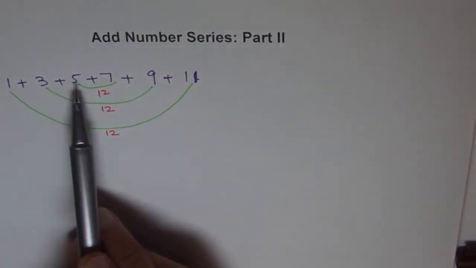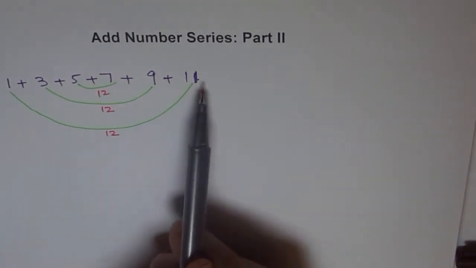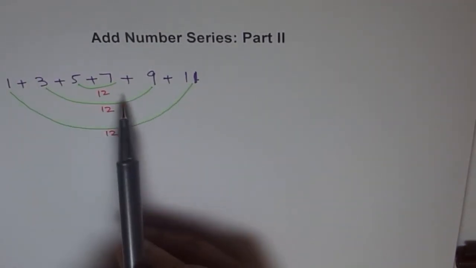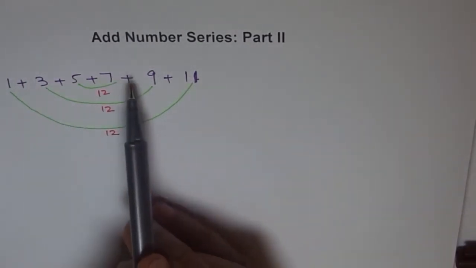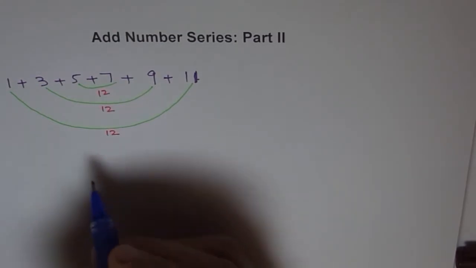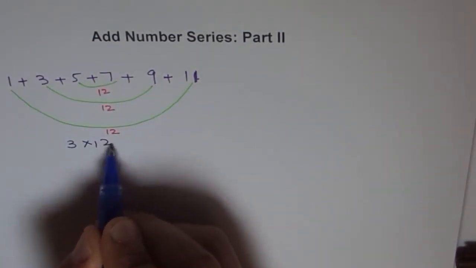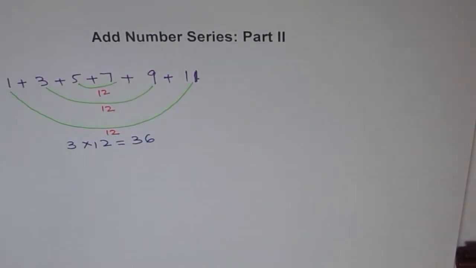1, 2, 3, 4, 5, 6. So when I divide 6 numbers into 2 groups like this, how many groups do I get? 6 divided by 2 is 3. 1 group, 2 group, 3 groups. So we got 3 groups, right? And each group, what is the total of each group? So we get 3 groups of 12. So 3 times 12 is how much? 36. So that is how we get our answer.